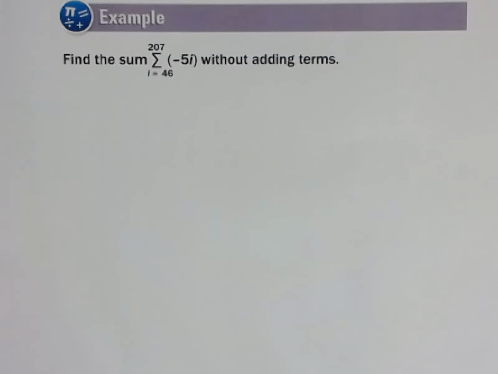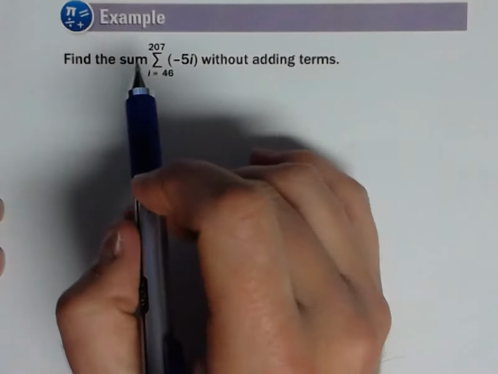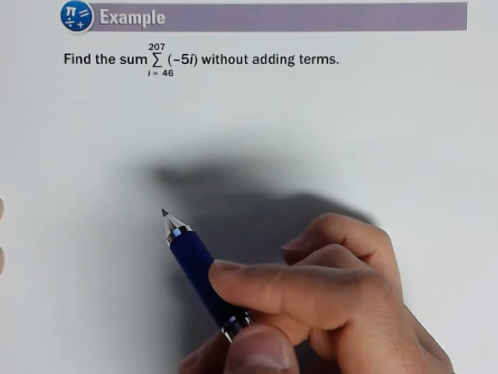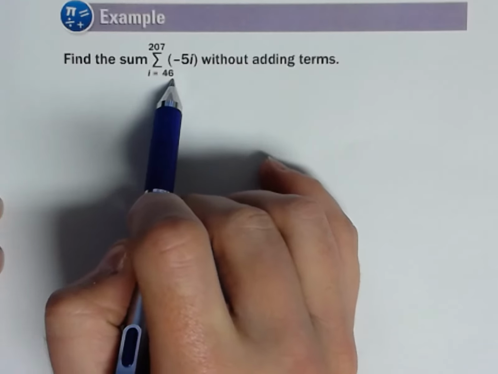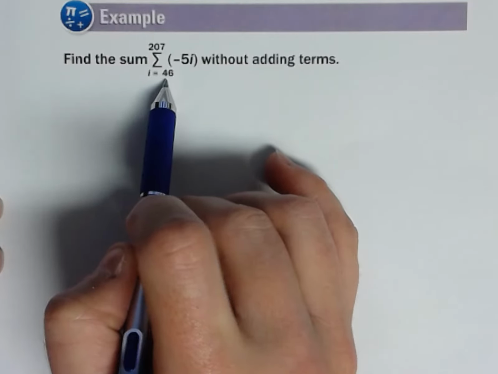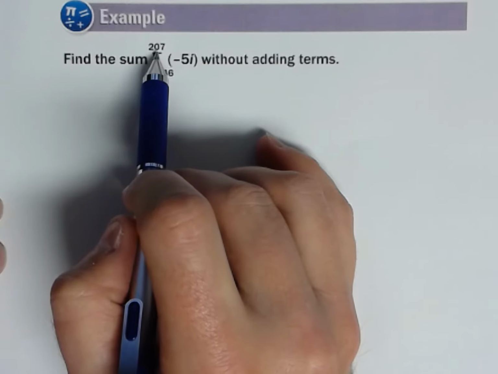All right, one more example today with arithmetic series. So we've got our sigma notation again. This one is just a little different from that previous example. Notice we're not starting at 1 down here. This one's actually starting at the 46th term, and we're going to the 207th term.